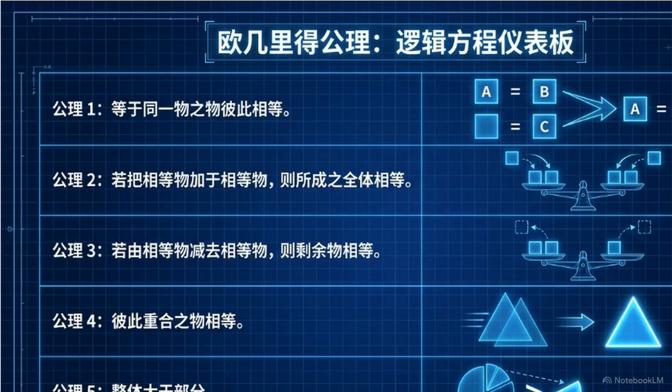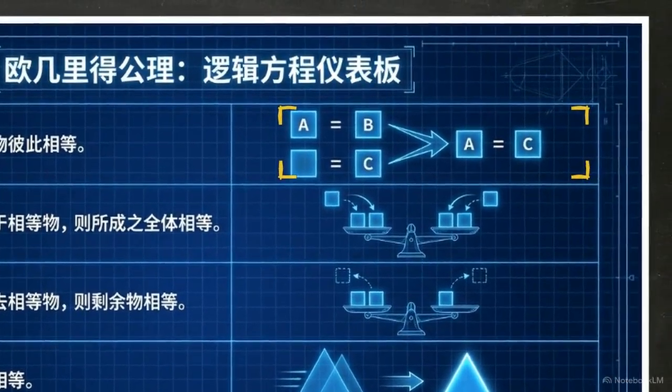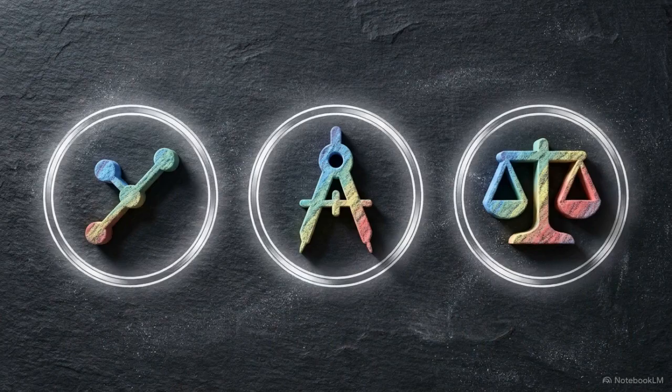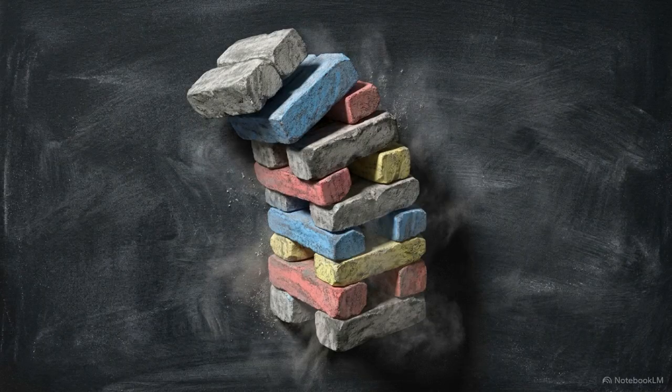Finally, we have our axioms, or common notions. Axiom 1 is the most critical, the law of transitive equality. If A equals B and C also equals B, then A and C are identical. The balance remains perfect. These three components are our only valid tools. Most complex problems fail because we try to skip these fundamentals and jump straight to a solution that looks right.